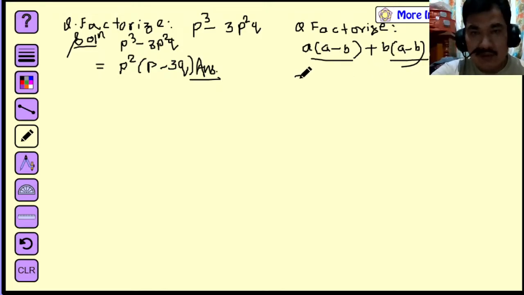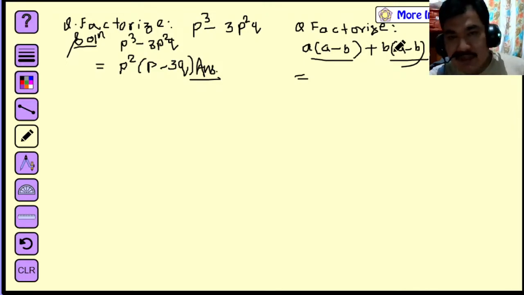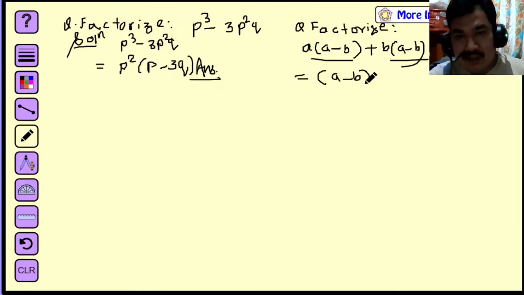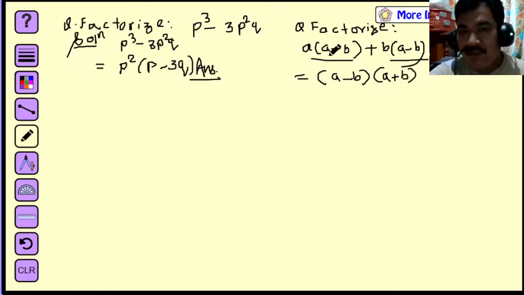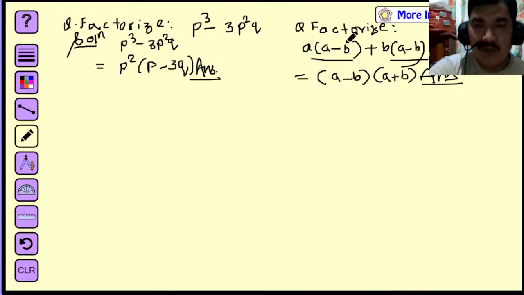In this case, what to factor? Look, clearly seen, this is a minus b and this is also a minus b. A minus b is the same factor, so it is common. Take it common. Now the remaining factors go in another bracket: a plus b. If you take a minus b common, here remaining a and here remaining plus b, write that in a bracket. Like this we factorize such questions.